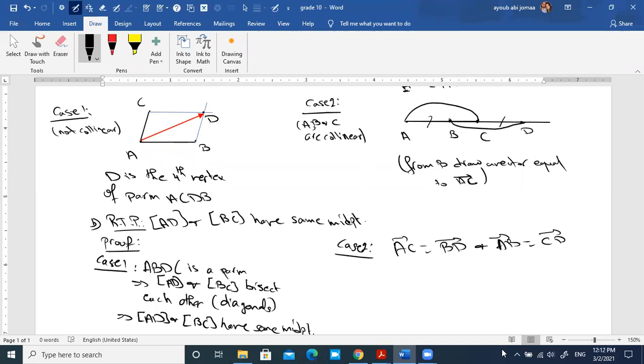This is how you are thinking, and you are right to think this way, and this is how one should think. But as a proof, no, we can't consider it in this way. This is an idea, this is what you can see, but this is not a proof. Okay? To prove that AD and BC have the same midpoint or bisect each other.